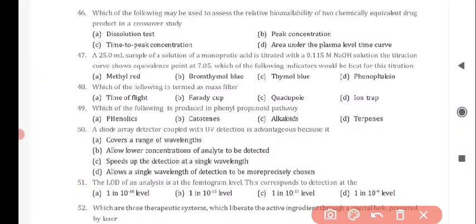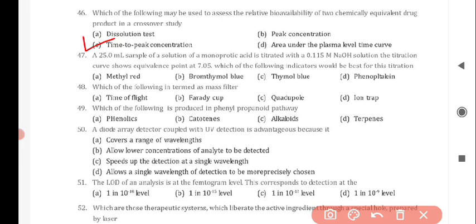Next question is, which of the following may be used to assess the relative bioavailability of two chemically equivalent drug products in a crossover study? And the correct answer is option C, that is time to peak concentration.